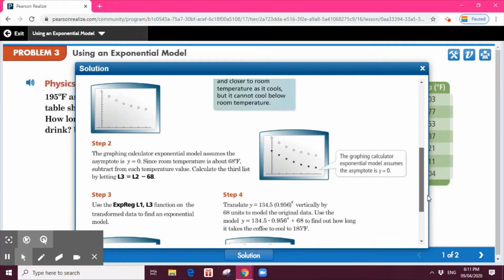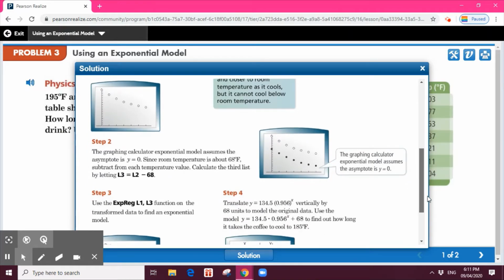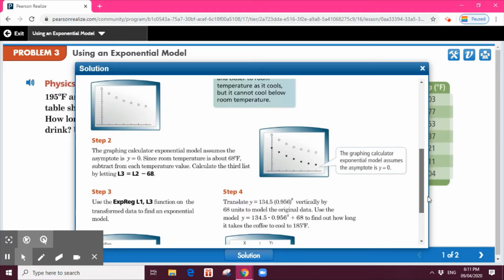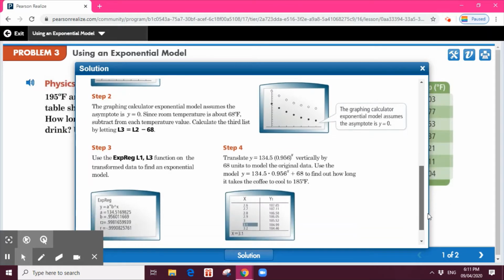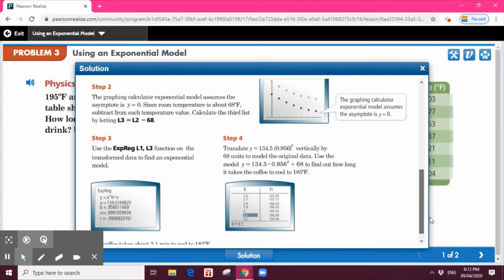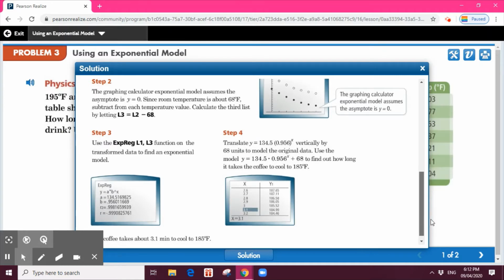Step 2. The graphing calculator exponential model assumes that the asymptote is y equals 0. Since room temperature is about 68 degrees Fahrenheit, subtract 68 from each temperature value. Calculate the third list by letting L3 equals L2 minus 68. Step 3. Use the function that transfers data to find an exponential model.